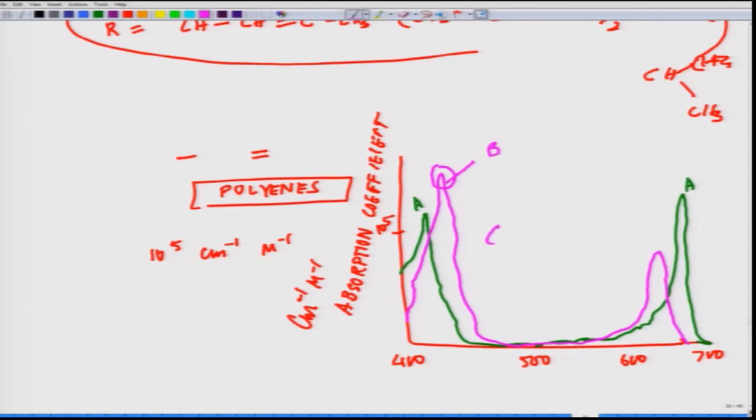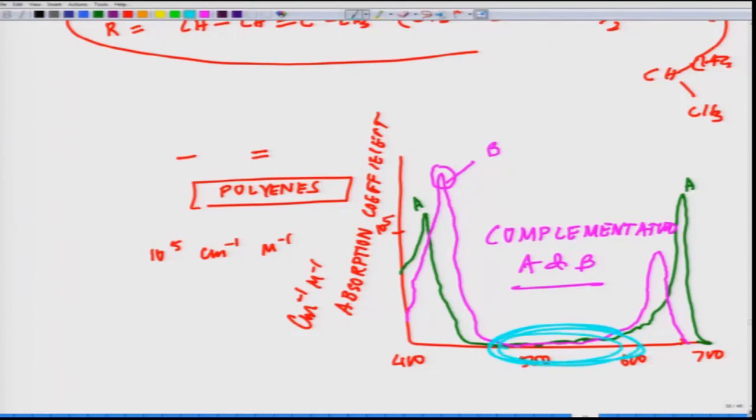So, this kind of complementation of A and B. They are complementing each other in absorbing light, and the spectral region from 500 to 600 is only weakly absorbed by this chlorophyll, and this is something very strange. If you look at this part, there is hardly any absorbance taking place at that point, but this does not pose a problem for most green plants.